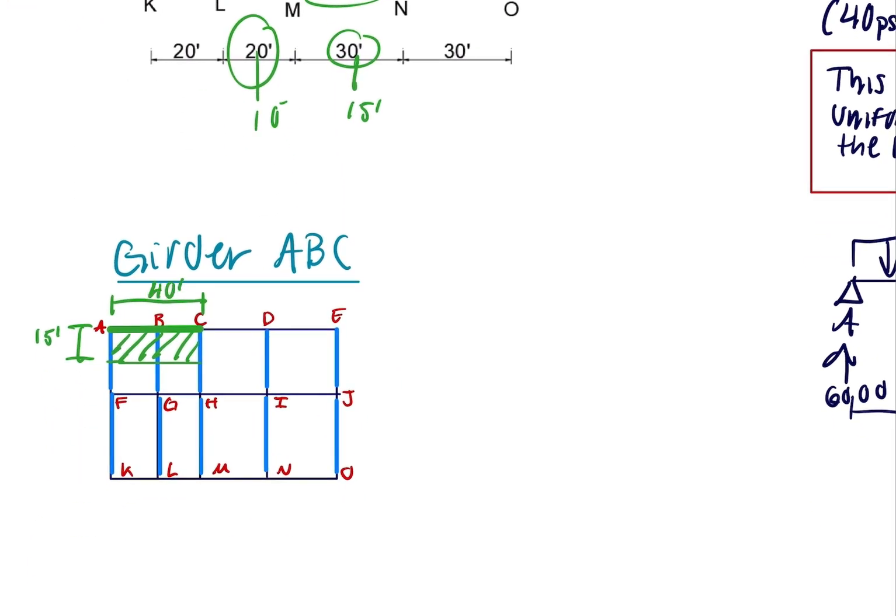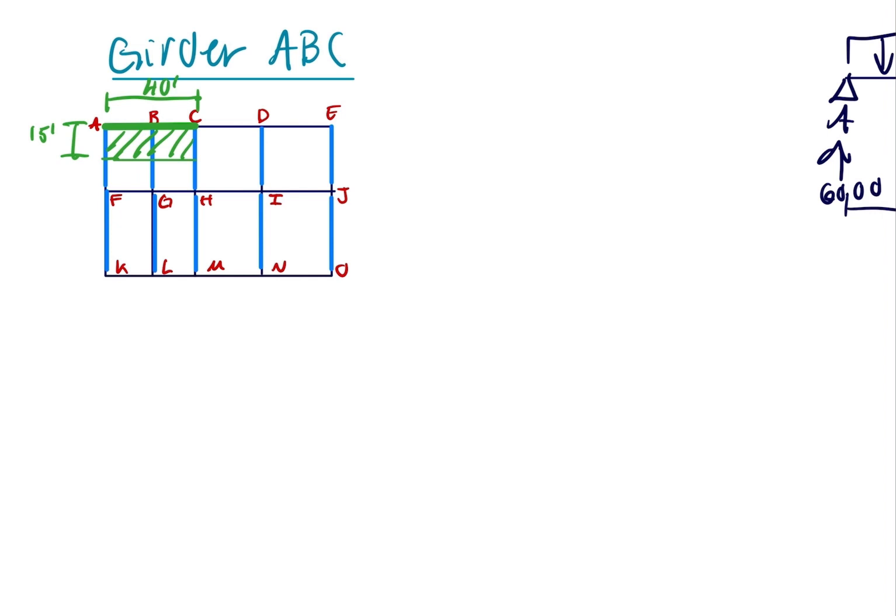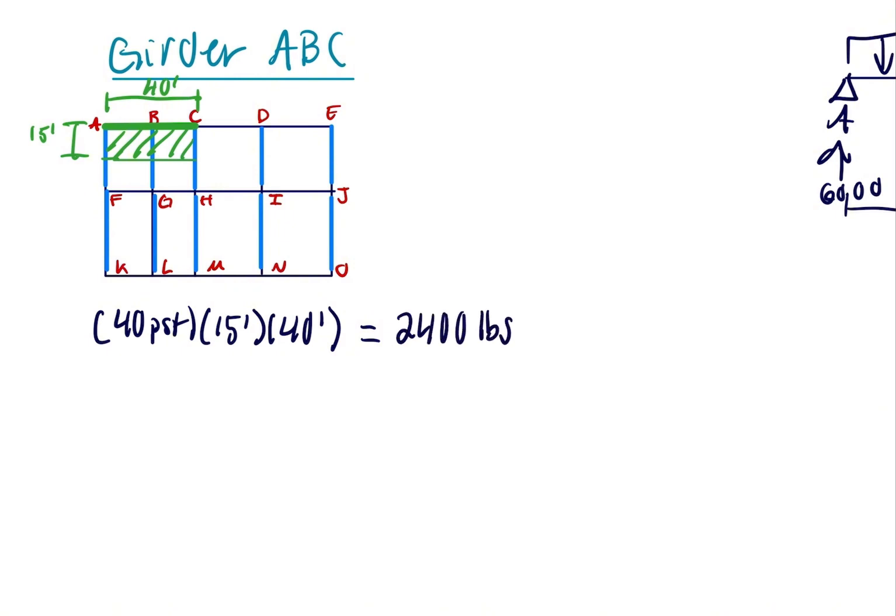We get 40 feet. So to calculate the total force on the girder, we will do the 40 pounds per square foot times the 15 feet times the 40 feet, which will give us 24,000 pounds. This is the total force on the girder ABC.